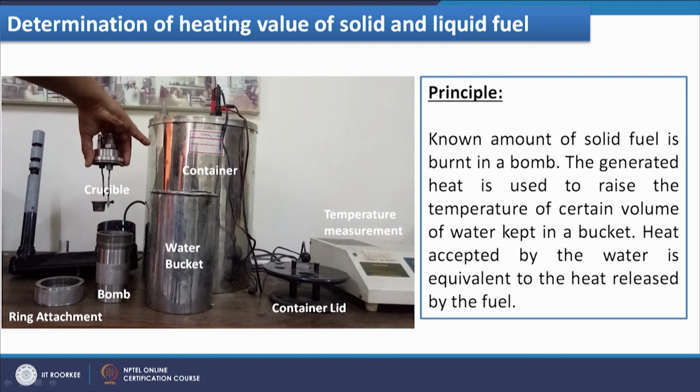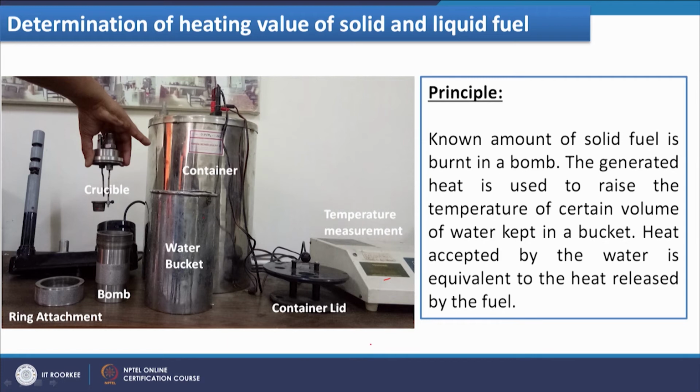So this filament will be burnt and the material will catch fire. When the material catches fire, combustion will take place and heat will be released, and that heat will be dissipated through the bomb wall to the water inside this bucket, and this temperature will be measured by the temperature measurement device. So, this is the principle which is followed in the bomb calorimeter.